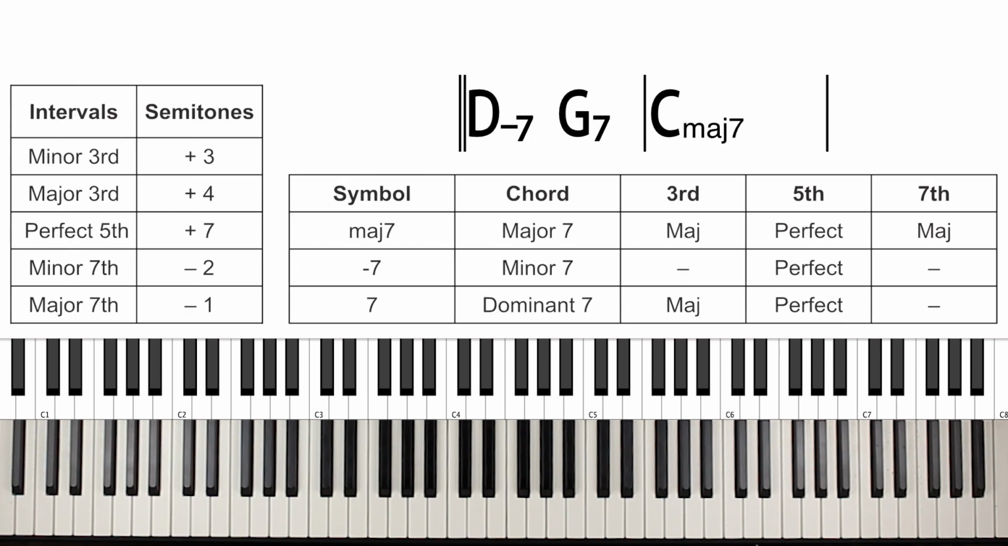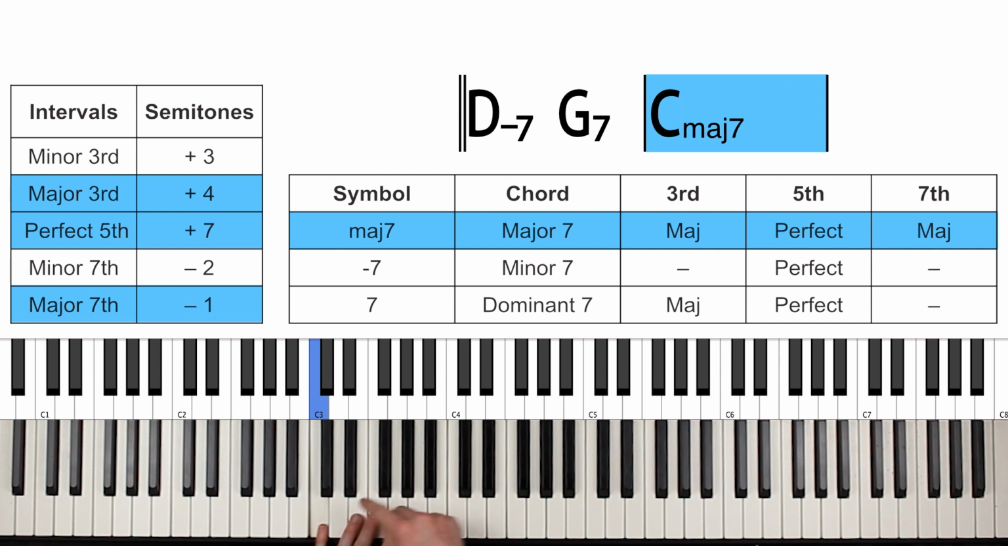Alright, last one. Step 1, construct the chord. The chord is C major 7, so our root will be C, then a major 3rd, 1, 2, 3, 4, then a perfect 5th, 1, 2, 3, 4, 5, 6, 7, and then a major 7th, so to this root here, and down 1 semitone. Okay. Now we're going to keep this here and check it just one last time.